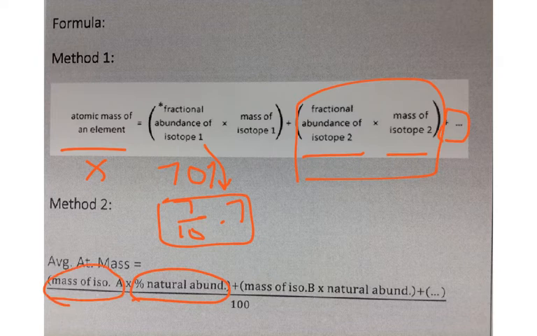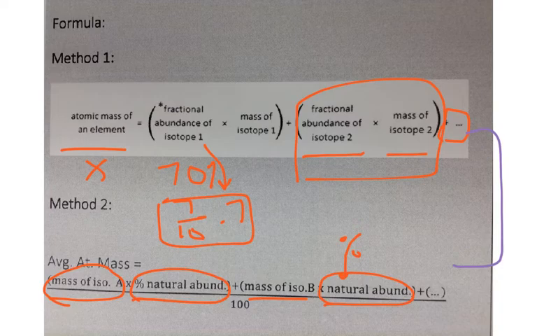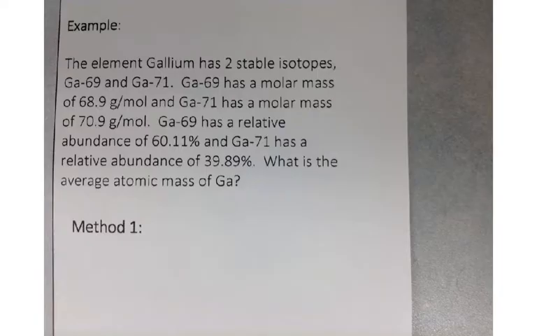So the percent of the natural abundance times its mass, plus the percent of natural abundance times its mass, and so on and so forth. Then once you do that, you press enter and you divide by 100. Both of these are absolutely equivalent to each other, and it just depends on your preference which one you want to do. So we're going to be looking at this problem.